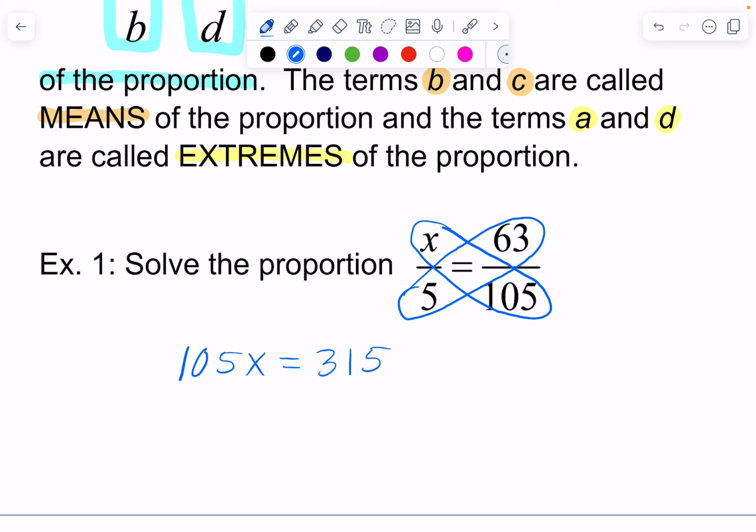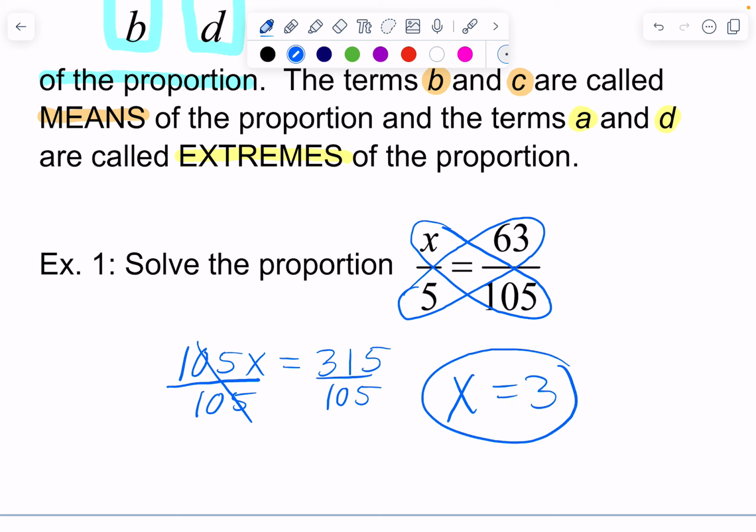The relationship between the 105 and the x is multiplication. How do you cancel multiplication? You got it. You're going to go ahead and divide both sides by 105. 315 divided by 105, x equals 3. So now that we got that out of the way, the basics, let's get into some word problems.